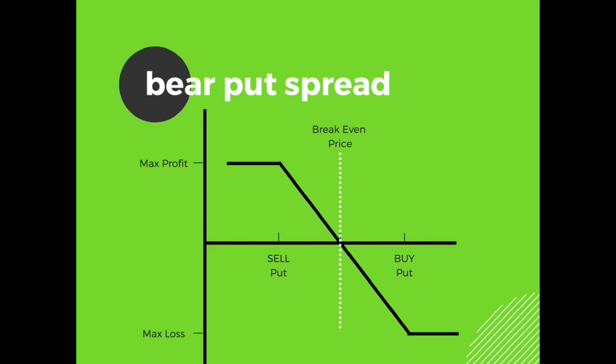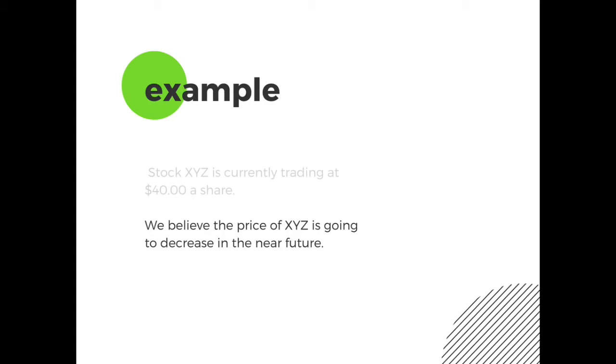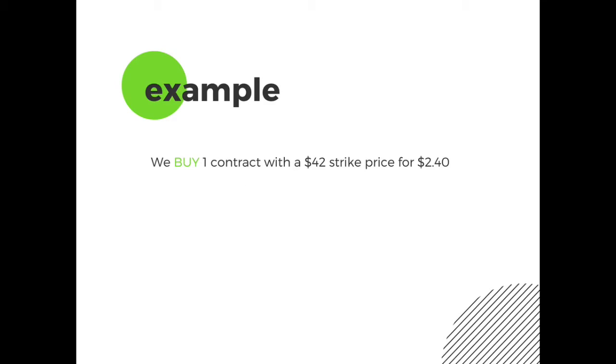an example right now. Stock XYZ is currently trading at $40 a share. Now, we believe that XYZ is going to decrease in the near future. So we can either purchase a long put or we can open a bear put spread and define our risk. First, we buy one contract at $42 strike price for $2.40. Secondly, we sell a contract with $40 strike price for $1.